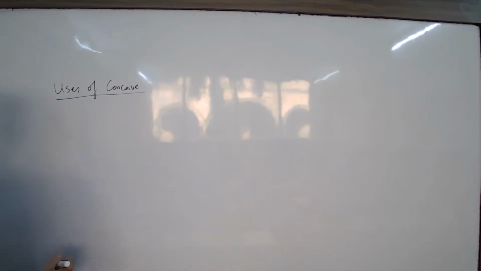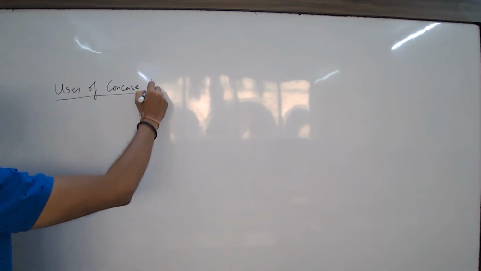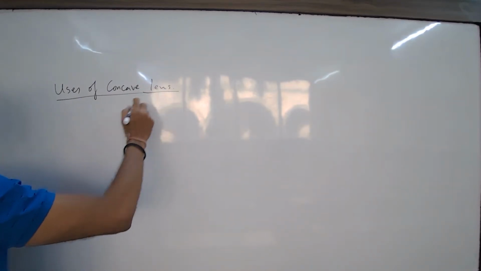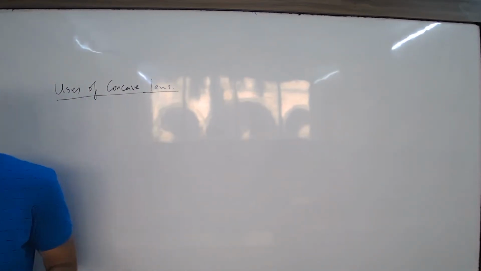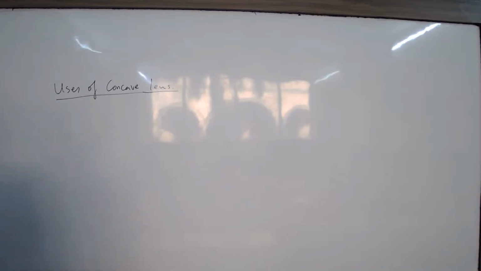The uses of concave lens and convex lens. Where do we use concave lens? Sir, far-sightedness. Sorry, near-sightedness. Near-sightedness means the eye is able to see near objects but not far objects. So for far visibility, we use concave lens. So what is it called? It's called correction of myopia.